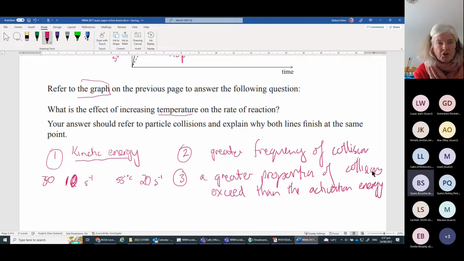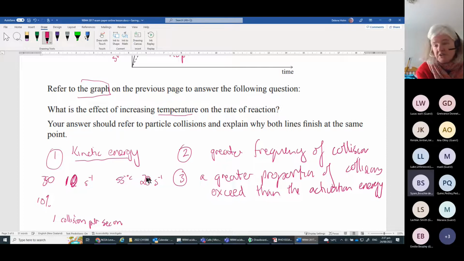Now, the second part is the greater proportion. At 30 degrees, only about 10% of those, I'm just taking figures out of the air, but because they're moving more slowly, they're not slamming together very hard. So only 10% of those collisions are actually going to be successful. So what I'm going to be having here, 10% of 10 is really just 1 collision per second is actually going to result in a change.